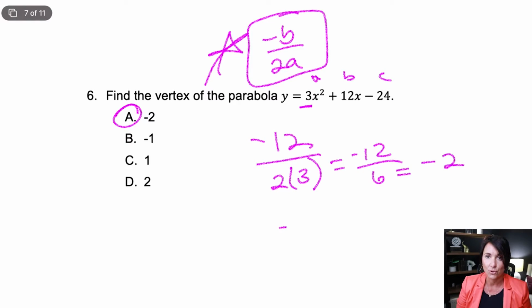I wanted to show you both ways because you may be asked to find the vertex or you may be asked to find the line of symmetry, and both are done by using this simple formula here, negative b over 2a. So burn that in your brain and remember that when asked about the vertex or the line of symmetry.